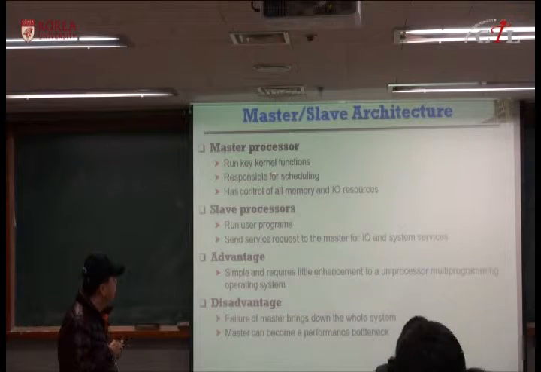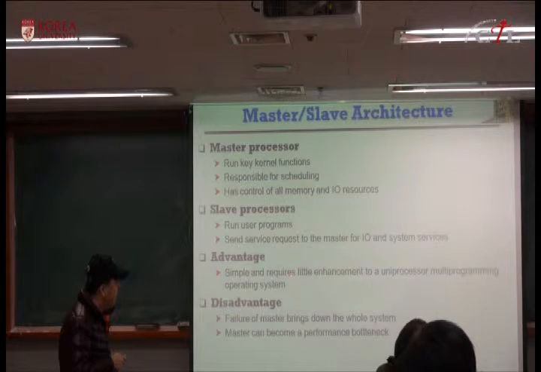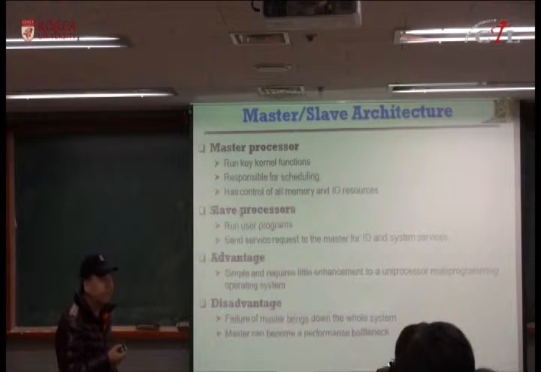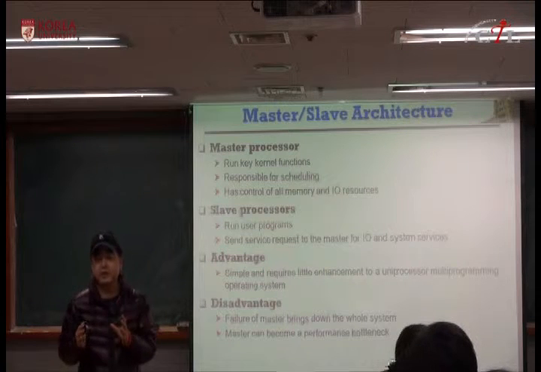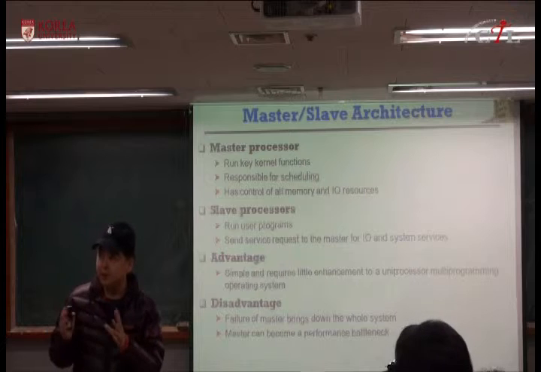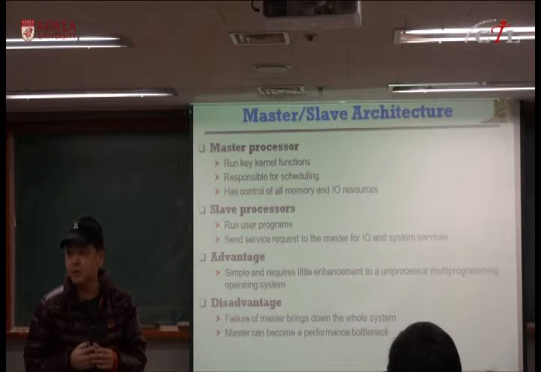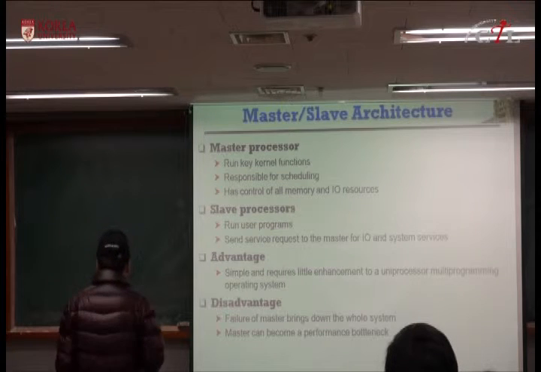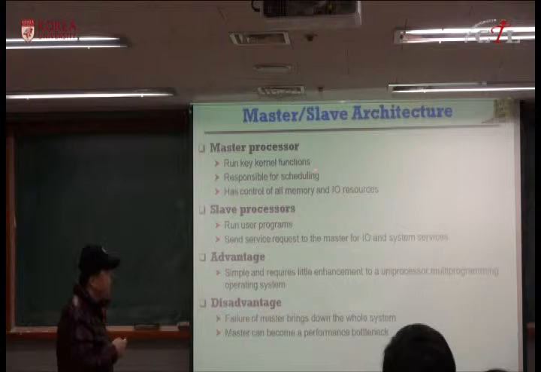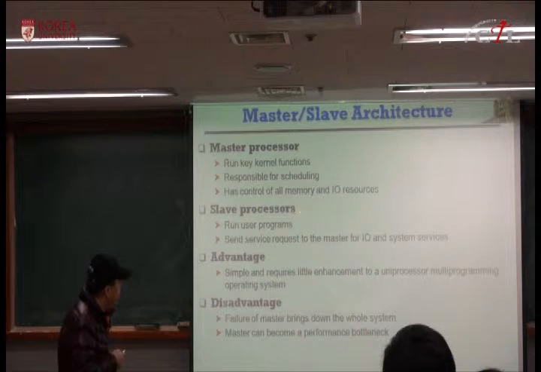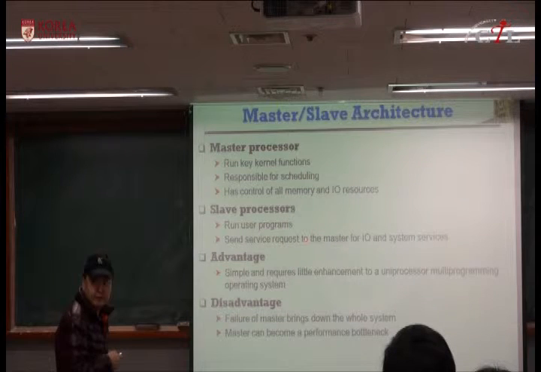The advantage of this master-slave architecture is that it's quite simple and requires little enhancement to a uniprocessor multiprogramming operating system, because there is only one scheduler running in the master processor. So it's similar to a uniprocessor environment. Otherwise, in peer architecture, each processor can run its own scheduler, so you have to coordinate different schedulers and resource conflicts and so on. But in a master-slave environment, only one processor is responsible for scheduling and all the other kernel functions. The slave processors run only user code, and whenever they need I/O or operating system service, they request it from the master.